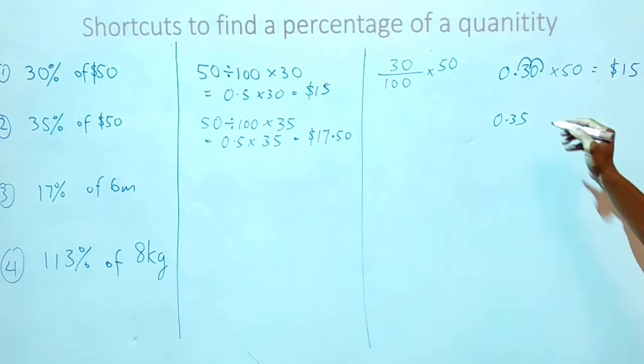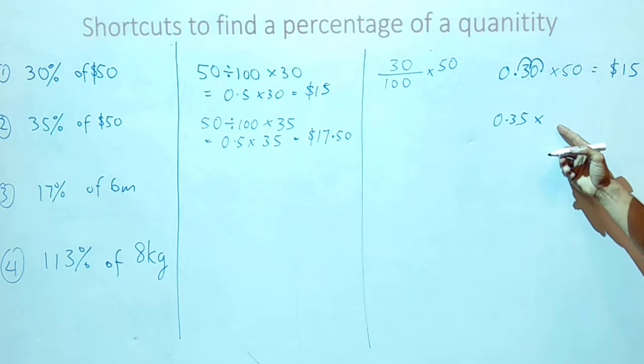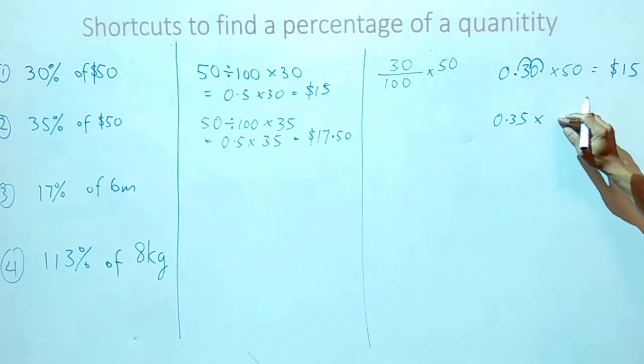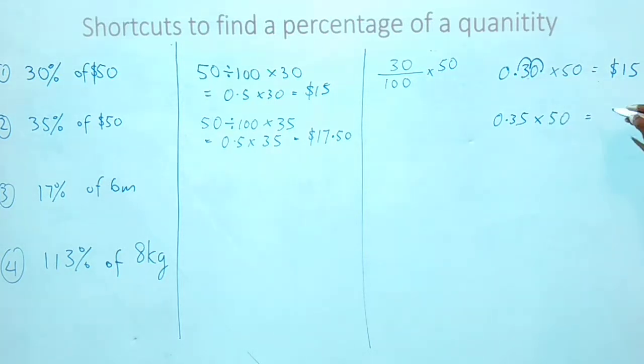Now, on the other hand, if you recognize that 35% is actually the same as 0.35, then in two key presses, you have 0.35 times 50. All right, that will also give you 17.50 straight away on the calculator.